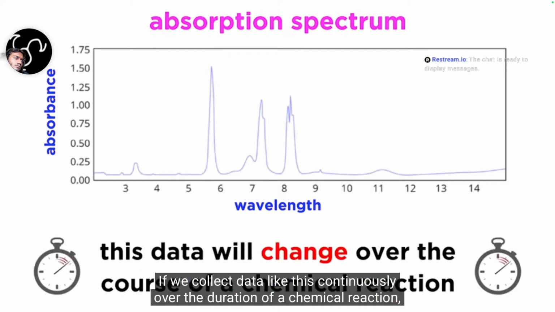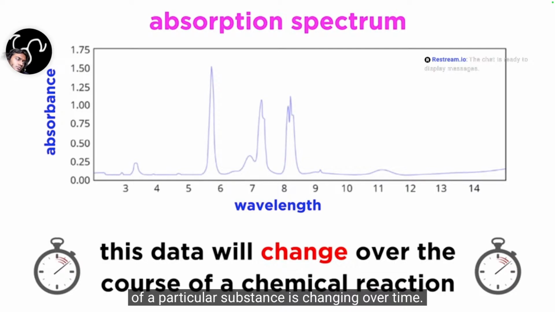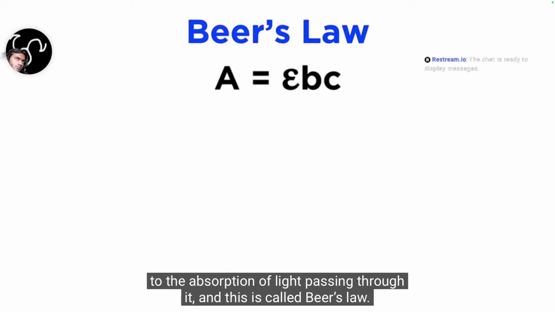If we collect data like this continuously over the duration of a chemical reaction, we can gather information about how rapidly the absorbance changes, and thus how the concentration of a particular substance is changing over time. In order to do this, we will use an equation that relates the amount of material in a sample to the absorption of light passing through it, and this is called Beer's law.